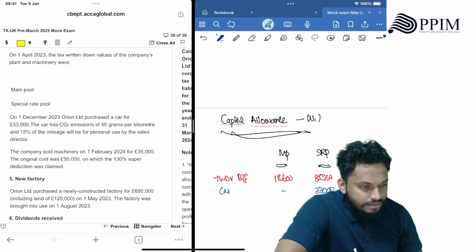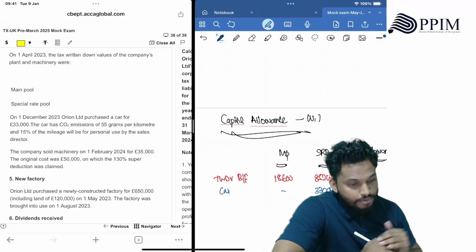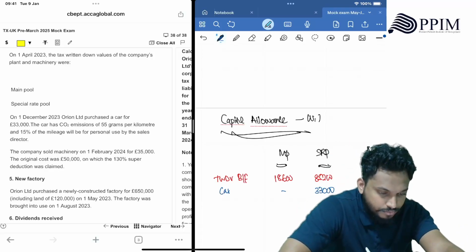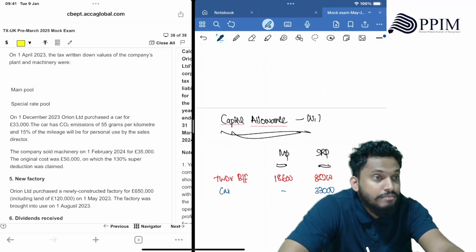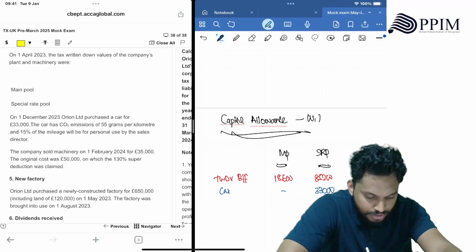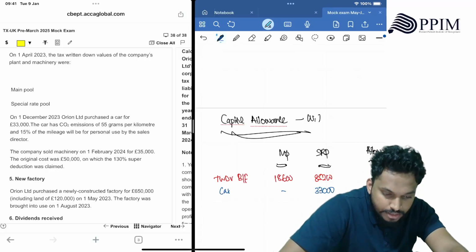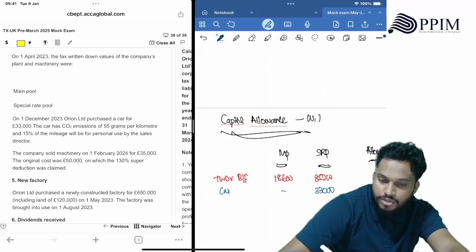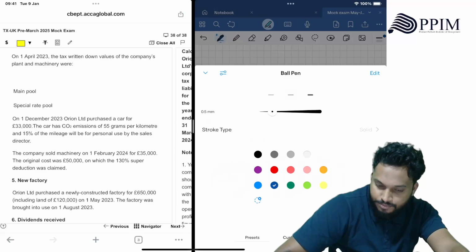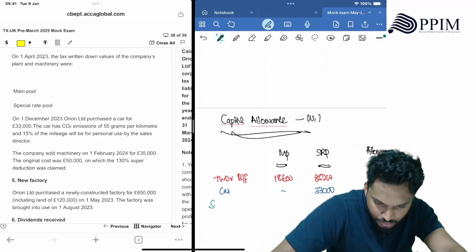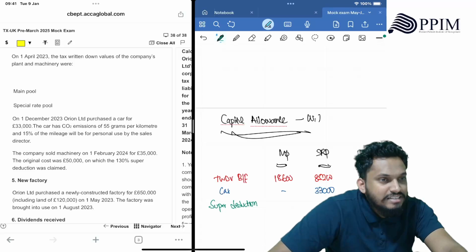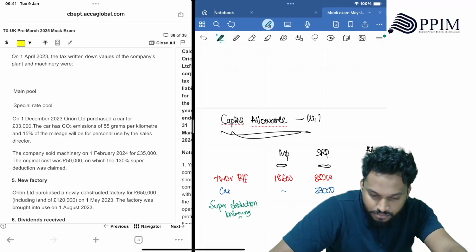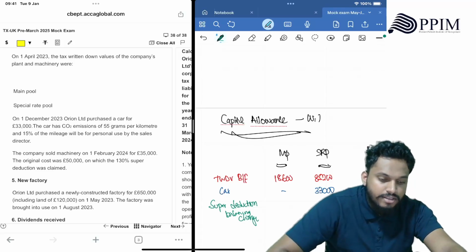Then they have no new assets added, apart from the car. But the company is selling it off on 1st of February 2024 for 35,000. The original cost of this was 50,000, on which a 130% super deduction claim was taken. So if you are taking the super deduction claim, whatever the amount that you are selling for, you need to consider it as a balancing charge, because you have claimed a 130% deduction.